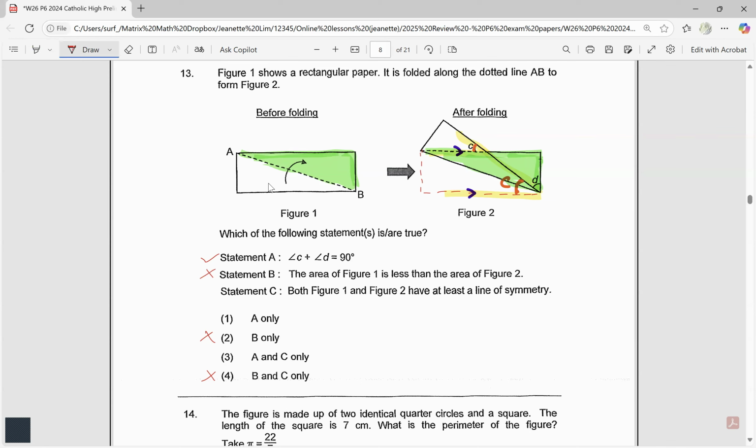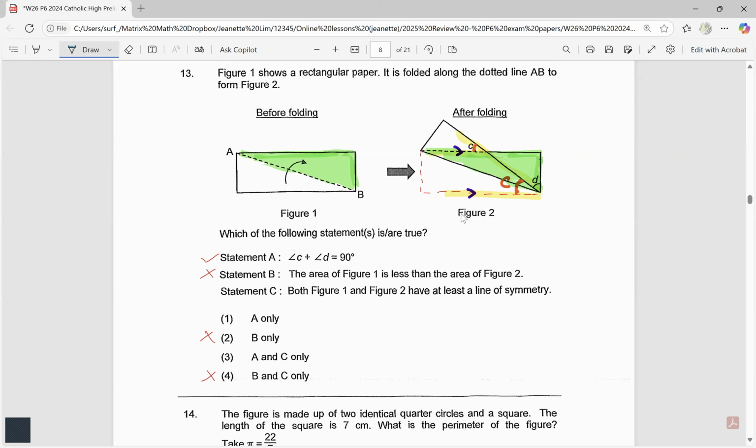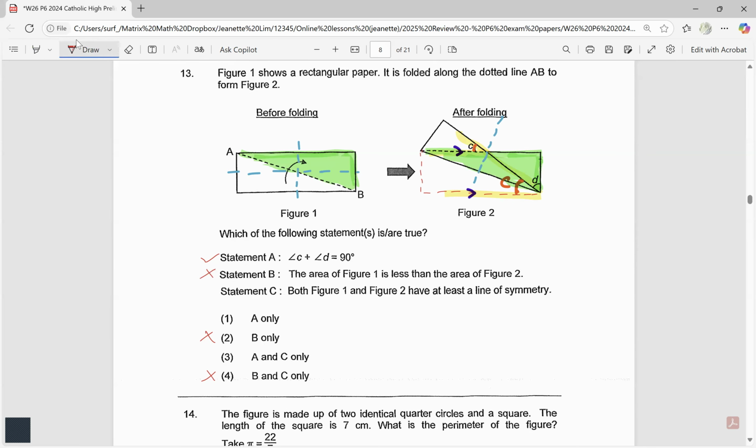Okay, then how about statement C? Both have at least a line of symmetry. Where's the line of symmetry? Now, figure 1, the line of symmetry is here. Okay, at least one. So there's another one which is like here. Okay, so A, yes, A has a line of symmetry. Now for figure 2, right, the line of symmetry is actually here. Okay, so it's true. This is true. So answer is option 3.